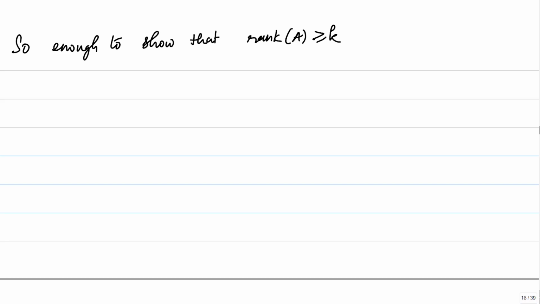Okay, so let us pick an arbitrary element of U. We will show that it is in the column space of A, and therefore U is contained in the column space of A, and therefore the dimension of U is less than or equal to the rank of A. That means we will get k is less than or equal to the rank of A. Okay, so let x1 to xk 0 dot dot dot 0 be an element in U.